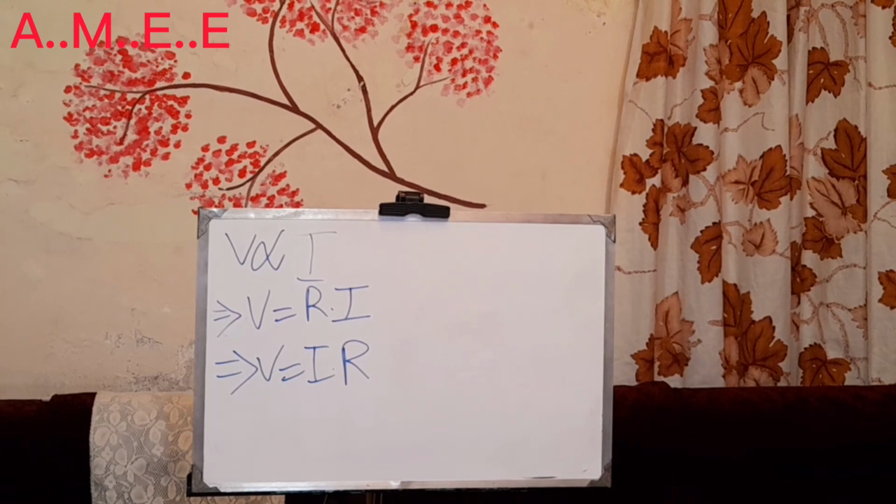As we have done in proportional mathematics, for removing the proportional sign and placing an equals sign, we place a constant K or any kind of constant, and this time that constant is none other than resistance R. So V equals R times I. Instead of the constant K, we put R as the constant resistance. Now let me show you some maths about this.